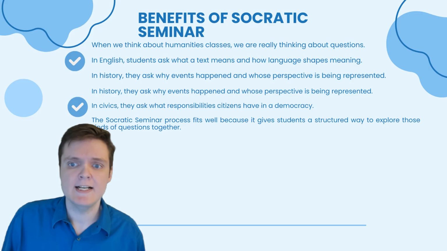When we think about humanities classes, we are really thinking about questions. In English, students ask what a text means and how language shapes meaning. In history, they ask why events happened and whose perspective is being represented. In civics, they ask what responsibilities citizens have in a democracy. The Socratic seminar process fits well because it gives students a structured way to explore those kinds of questions together.